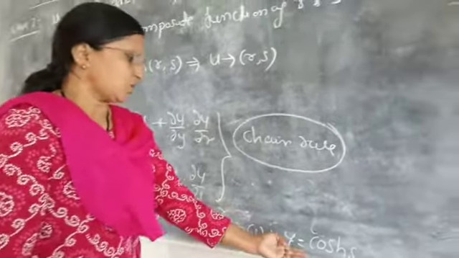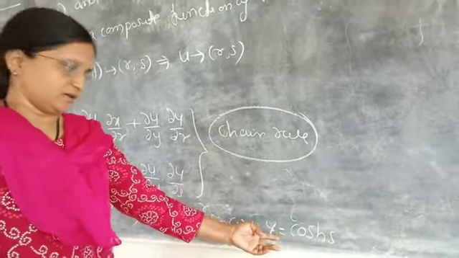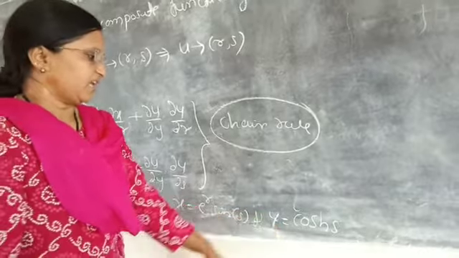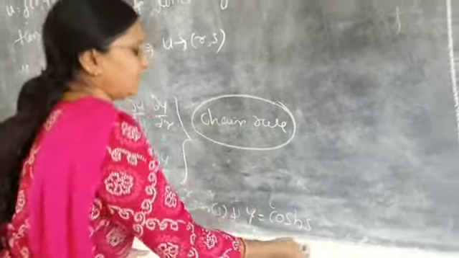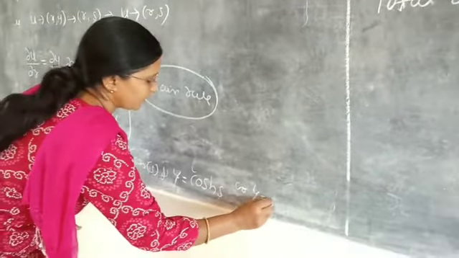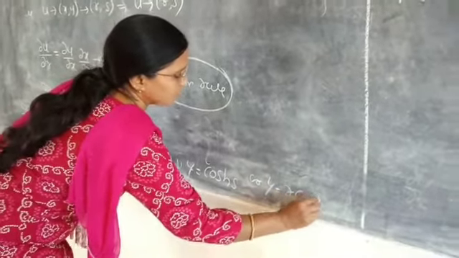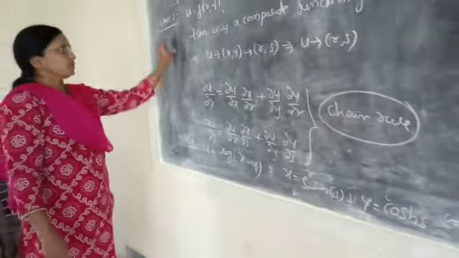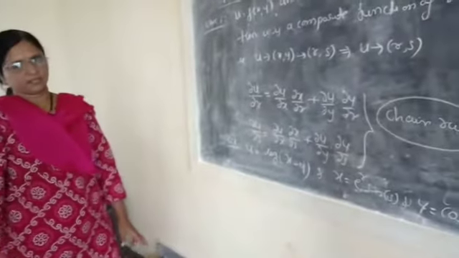Here it is not compulsory that we need both variables in the other variable. It may be only one variable, or we can have y = r cosh s as well. Both we can use here. So this is about the second special case.